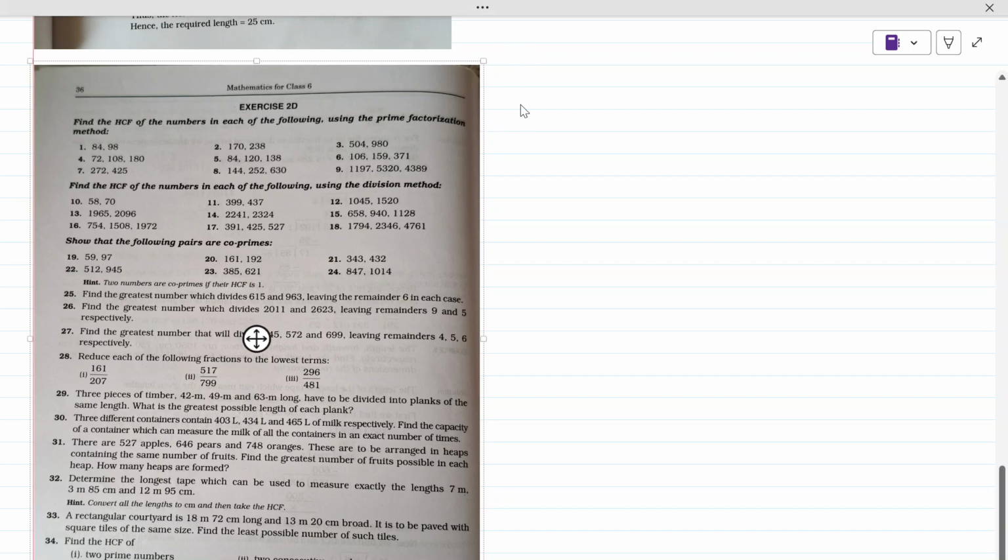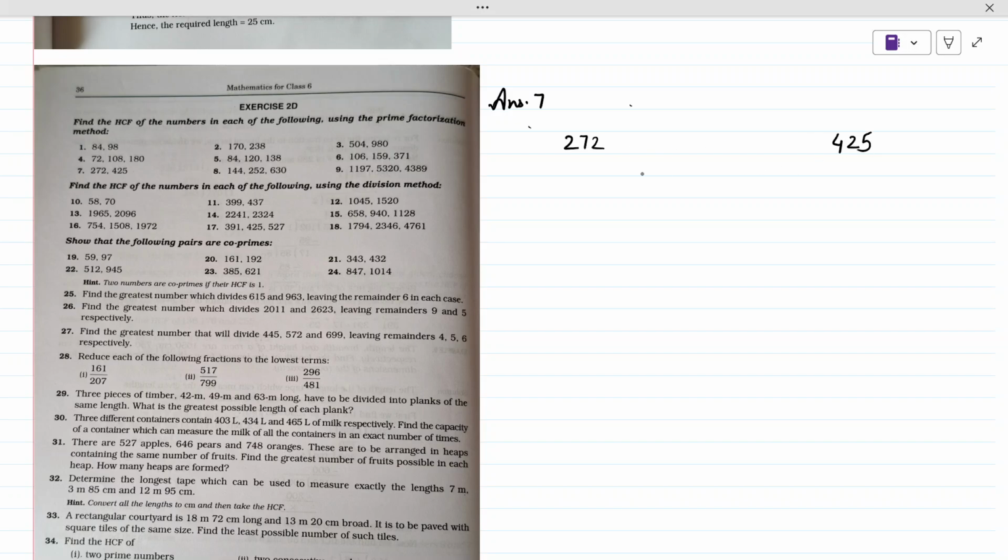What it says here is, find the HCF of the numbers in each of the following using the prime factorization method. So starting from question 1 to 9, we have to use the prime factorization method to solve these questions. Kids, I'm going to pick 3 questions to do. I'm starting with question number 7. We have 272 and 425.